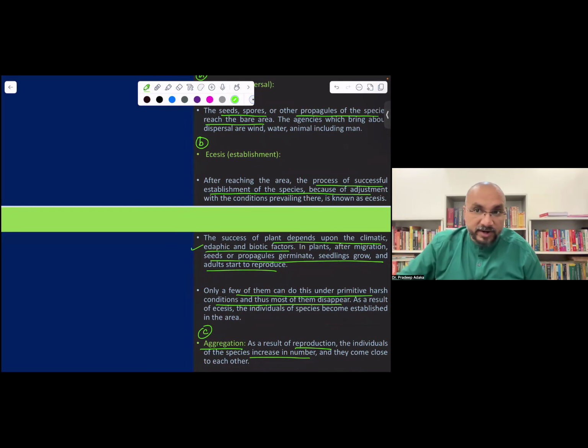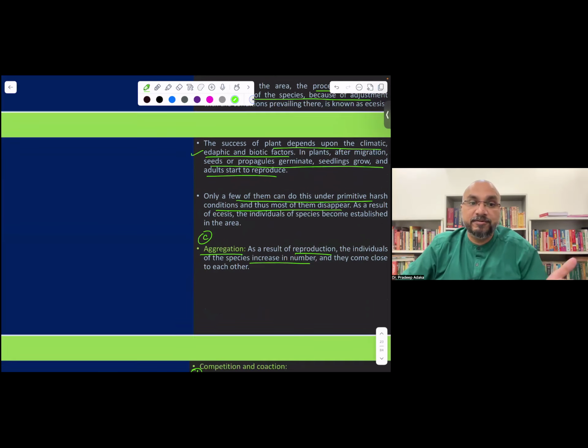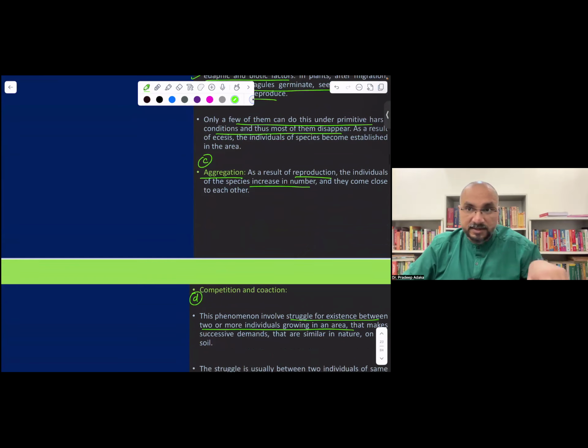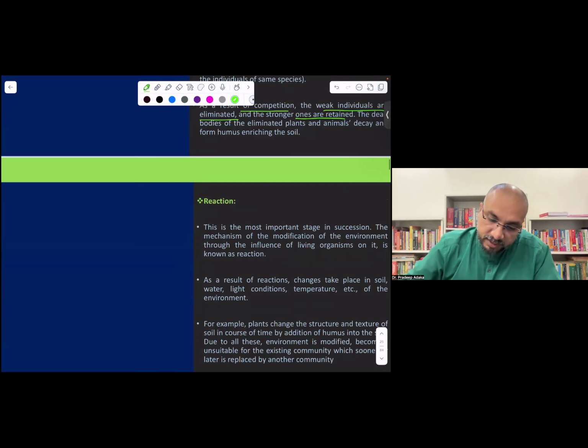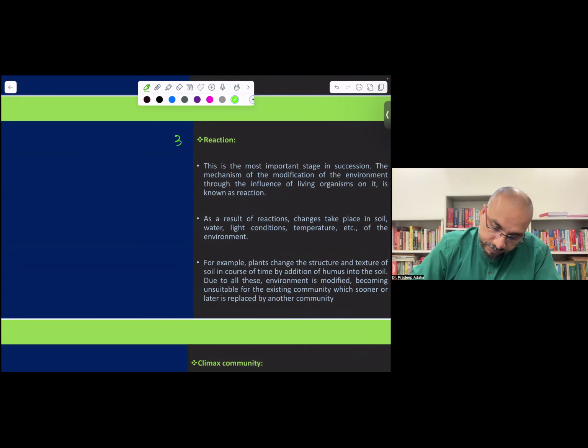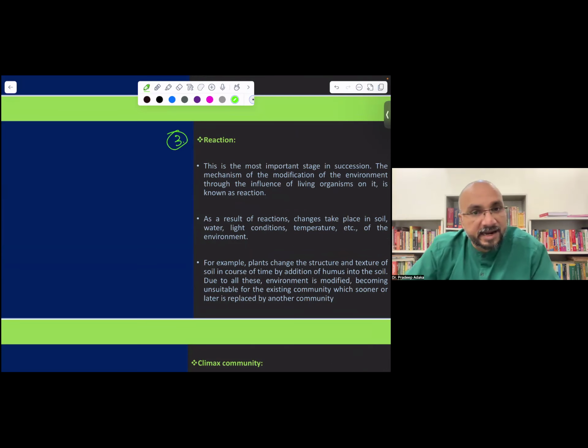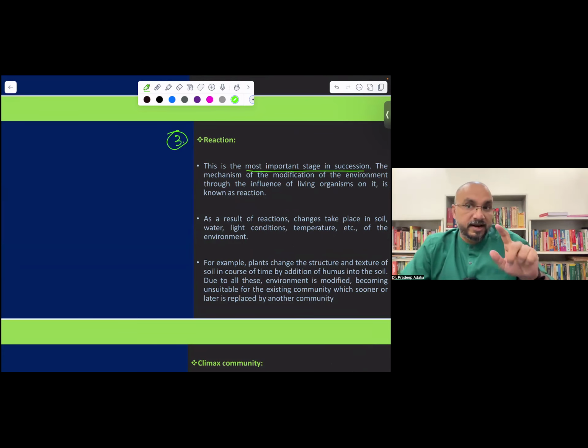Their dead body will add organic matter. Slowly soil will begin to form. So slowly you can see the environment is changing. Now third is reaction. This is the most important stage in succession. So देखो environment modify हो रहा है उस एरिया का. कैसे?